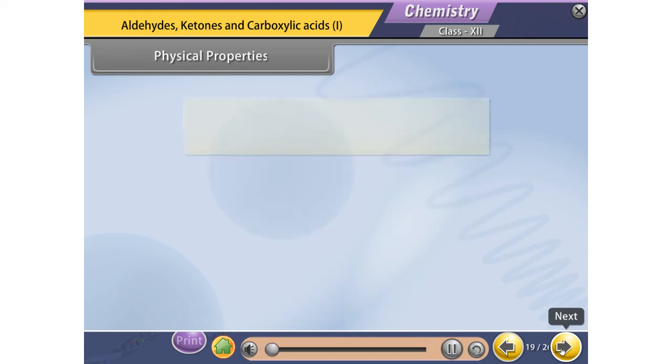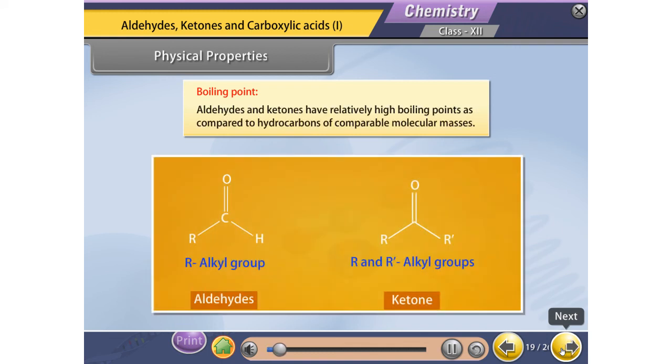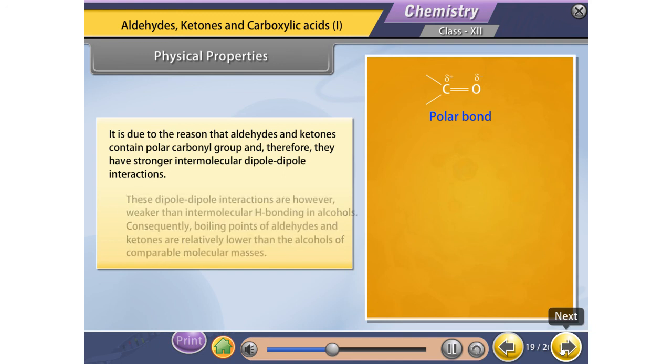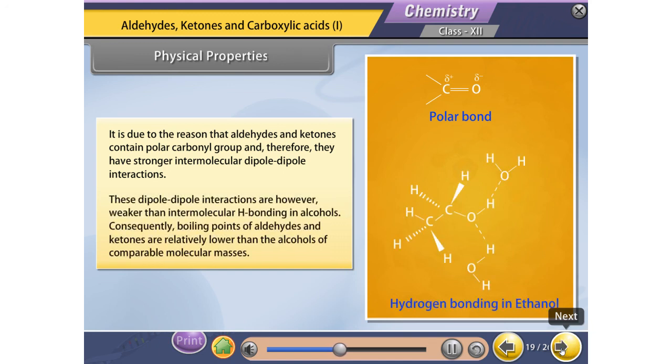Physical properties. Boiling point. Aldehydes and ketones have relatively high boiling points as compared to hydrocarbons of comparable molecular masses. It is because aldehydes and ketones contain a polar carbonyl group, and therefore they have stronger intermolecular dipole-dipole interactions. These dipole-dipole interactions are, however, weaker than intermolecular hydrogen bonding in alcohols. Consequently, boiling points of aldehydes and ketones are relatively lower than the alcohols of comparable molecular masses.